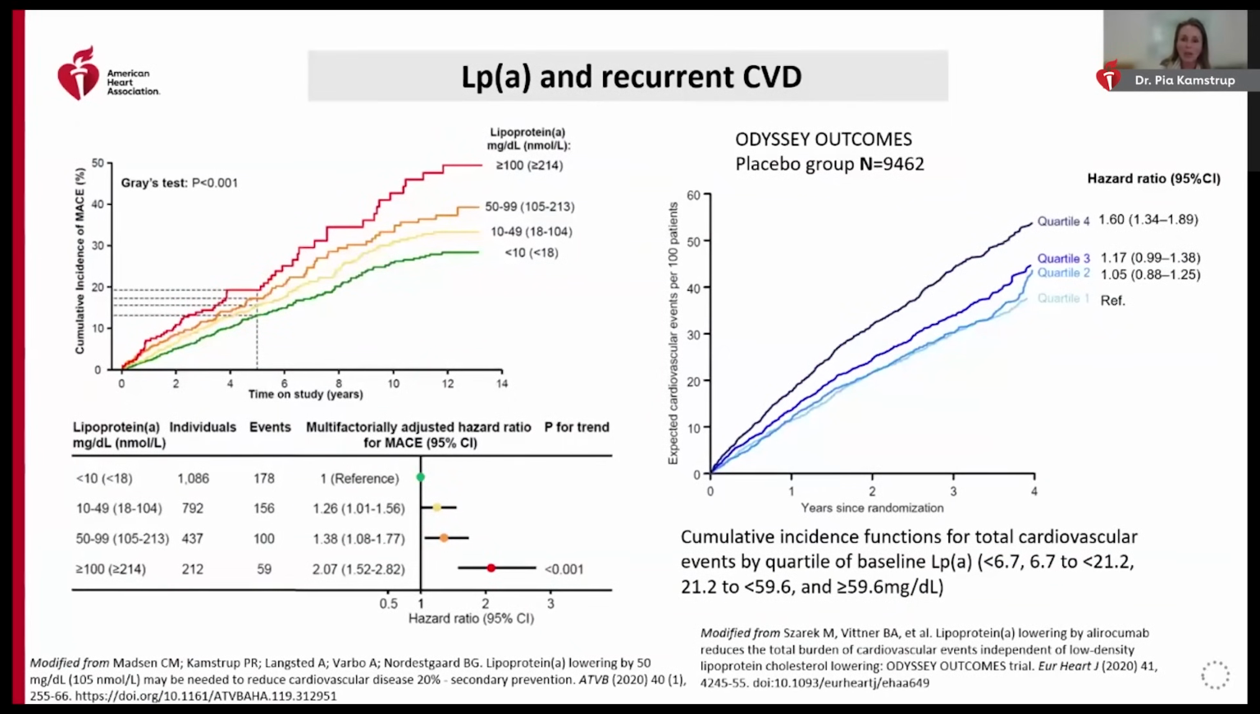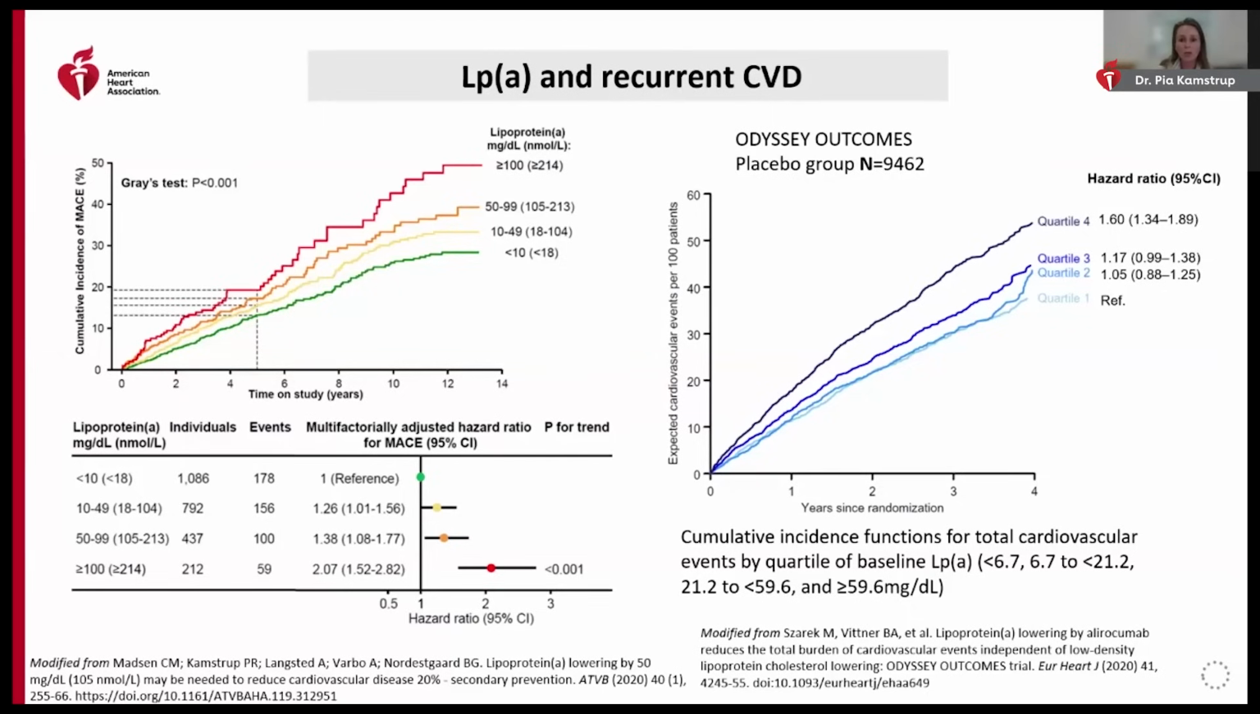Now, while most data on Lp(a)-associated risk stem from primary prevention study populations, as the data just shown, some data from secondary prevention populations are available. In the Copenhagen General Population Study, stepwise increases in risk of recurrent major adverse cardiovascular events with increasing Lp(a) levels have thus been demonstrated in 2,500 participants with existing CVD prior to study inclusion, and as shown on the left, with twofold increases in risk of recurrent MACE found for individuals with levels above 100 milligrams per deciliter.